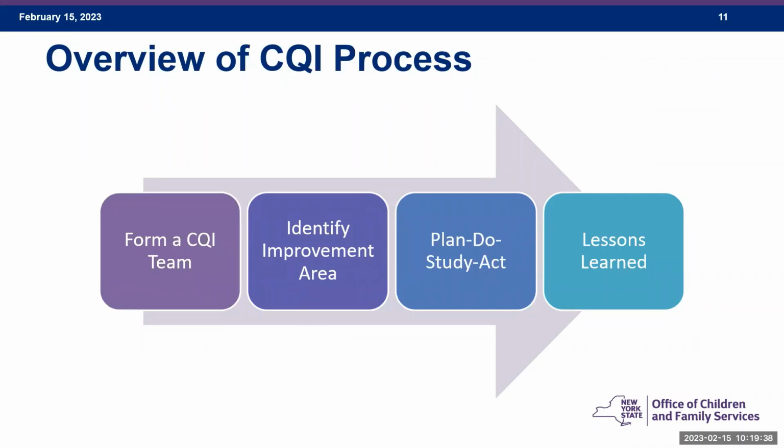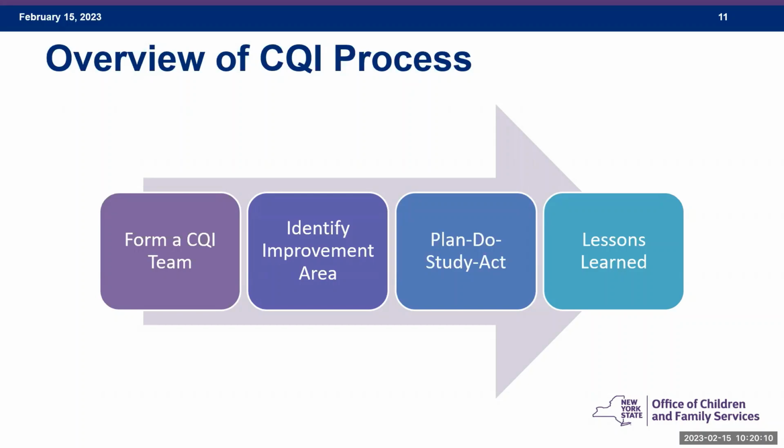So now really to get into the meat and potatoes portion of the workshop, broadly speaking, the CQI process can really be broken down into 4 main steps. The first one is forming a CQI team. Then that leads you to identify an improvement area or select a topic that you're working to improve within your program. This leads you then to do a plan, do, study, act cycle, or what we call PDSA cycles. And ultimately, this leads to lessons learned.